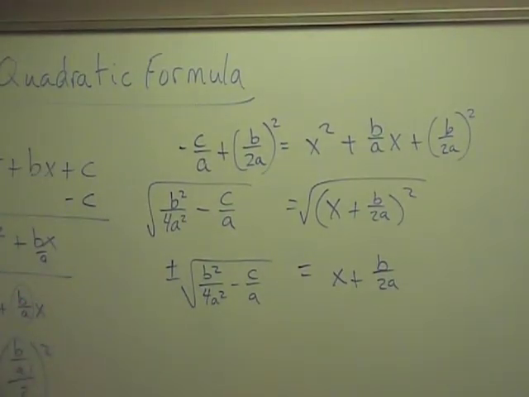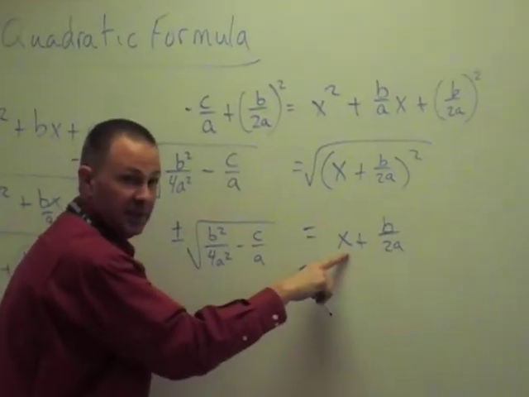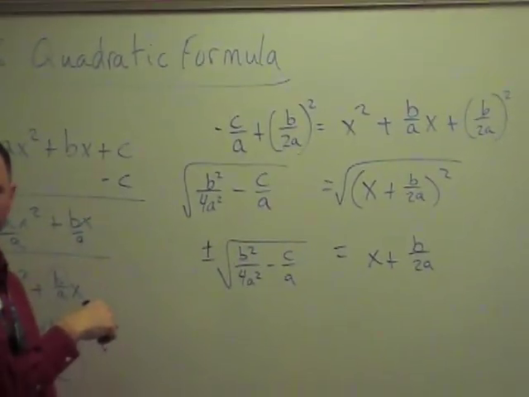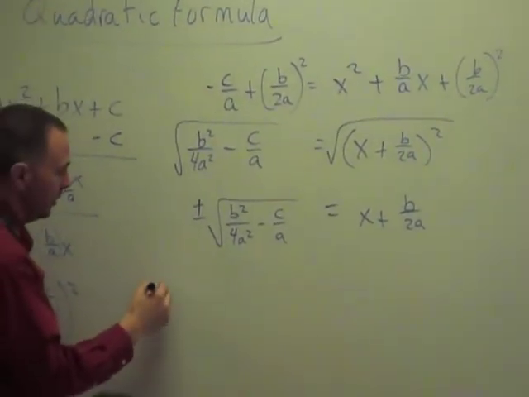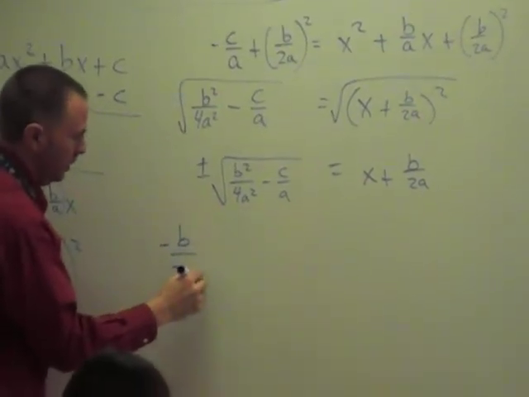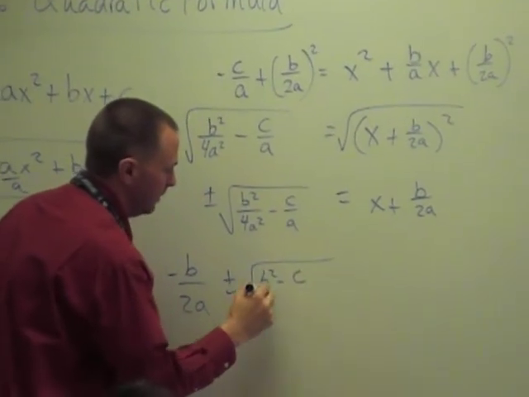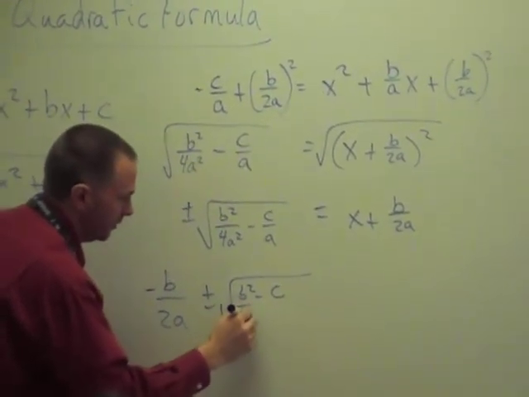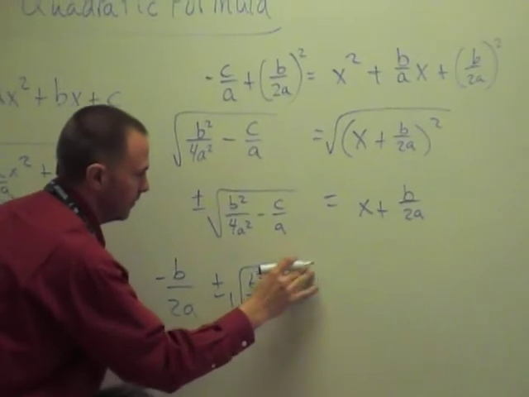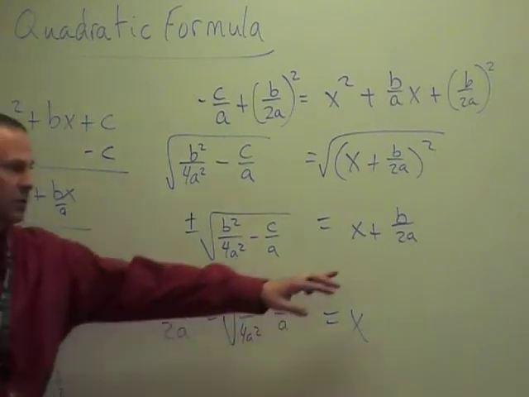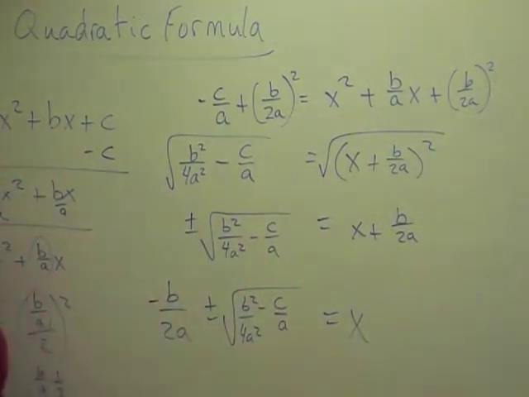The square root of 4 is 2. Okay, so we want to get x by itself. Subtract the b over 2a, right? That looks familiar. Minus b over 2a plus or minus the square root of b squared over 4a squared minus c over a equals x. What did I do? I just subtracted off the b over 2a from both sides.